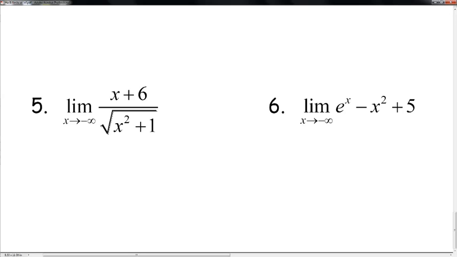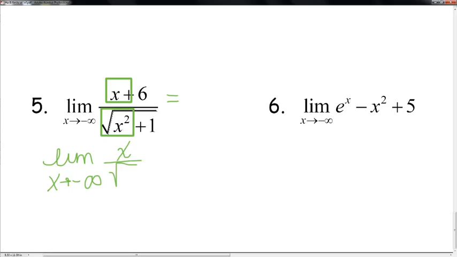Number 5. Notice number 5 is very similar to the one we just did. However, instead I have a negative infinity. So let's go ahead and look at those growth rates. And so I have an x growth rate and a square root of x squared growth rate. Well, if I was going to simplify this guy, what I'm looking at is the limit as x is approaching negative infinity of x divided by the square root of x squared.